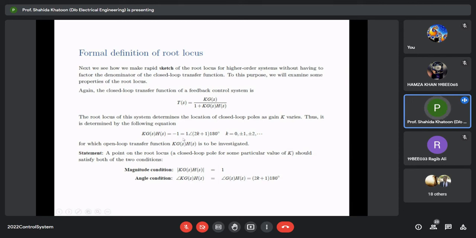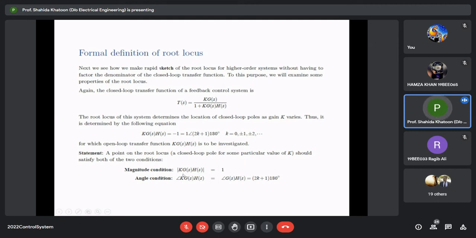You can write this as pole magnitude, polar form is 1 angle (2k plus 1) 180 degrees, where k varies from 0 to plus minus 1, plus minus 2, etc., for which the open loop transfer function KG(s)H(s) is to be investigated. So at a point on the root locus, that is a closed loop pole, for some particular value of k should satisfy both these two conditions.